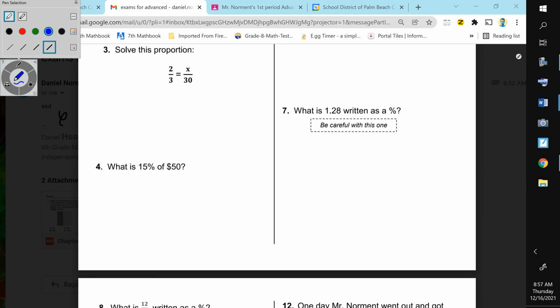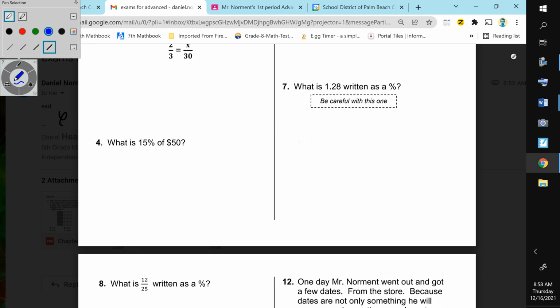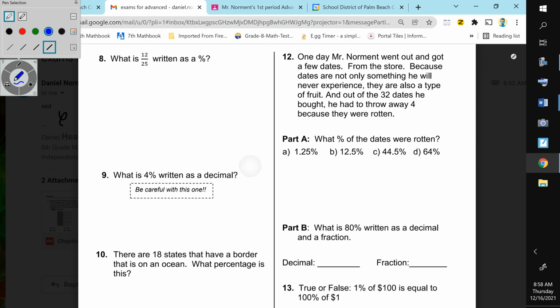Number 7. What is 1.28 written as a decimal? Now, be careful with this. Remember, to write it as a percent, you need to move the decimal 2 places to the right. So move this decimal right here 2 places to the right, and you will get your answer. One page down, three pages to go.